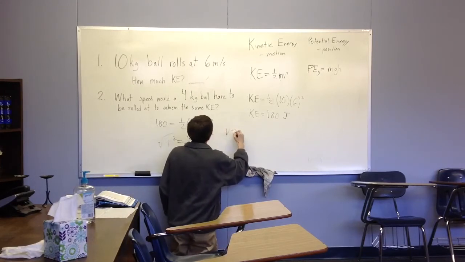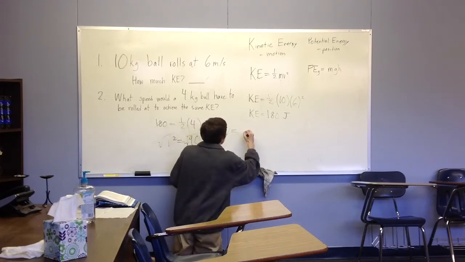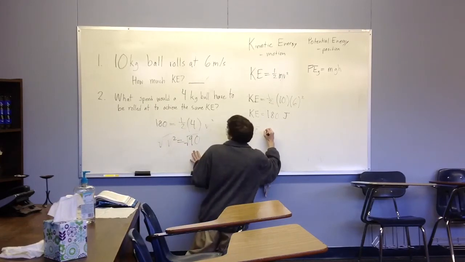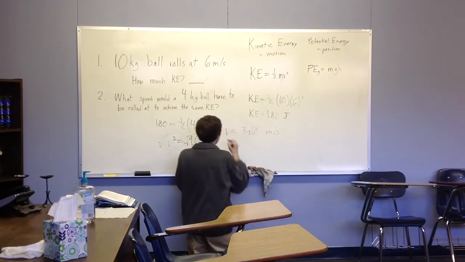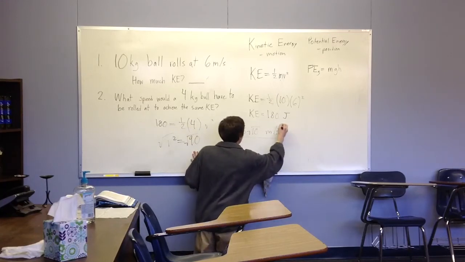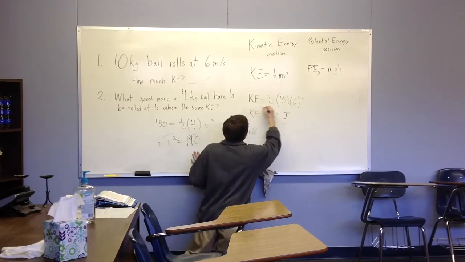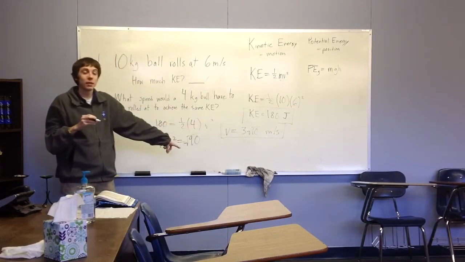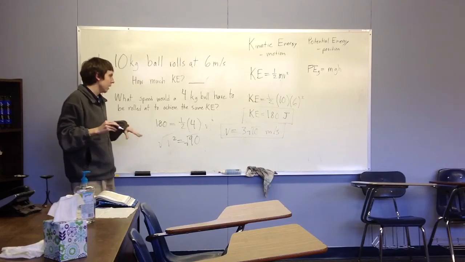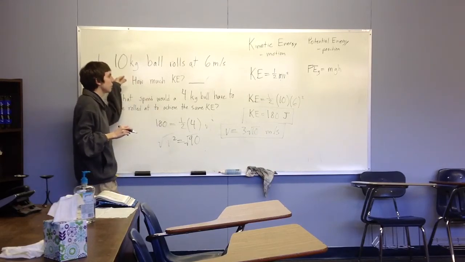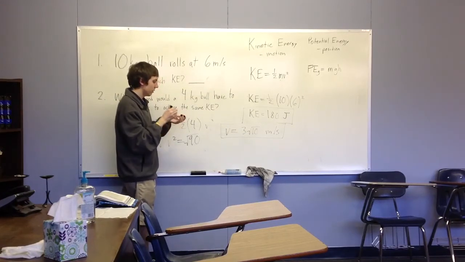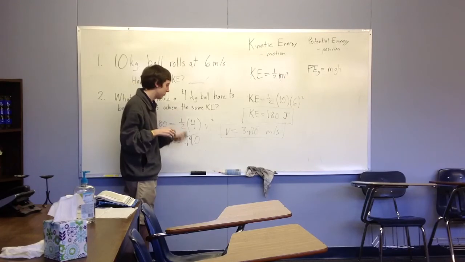The velocity equals 3 square roots of 10 meters per second. And there you go. So if I had a 4 kilogram ball that was rolling at 3 square roots of 10 meters per second, it would have the same kinetic energy as a 10 kilogram ball rolling at 6 meters per second.